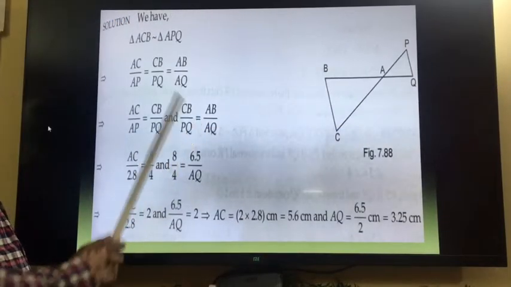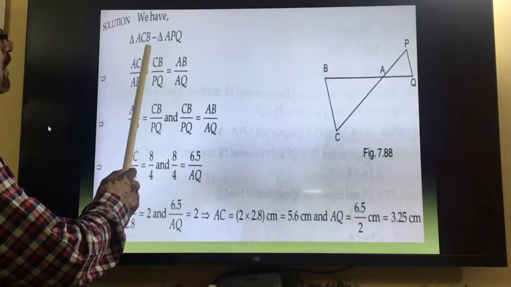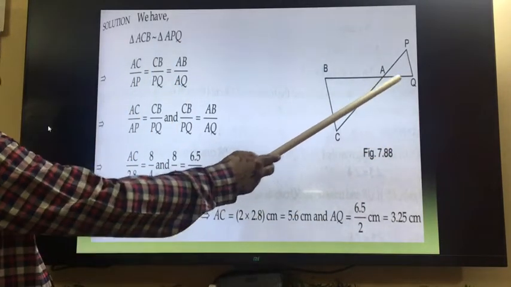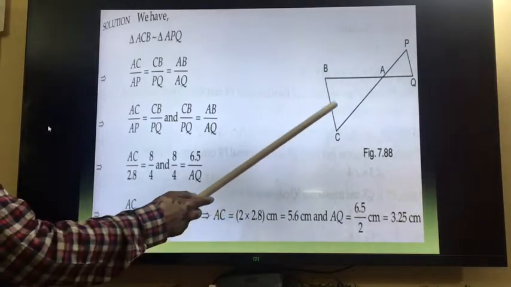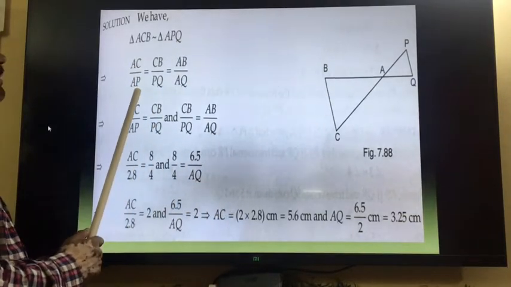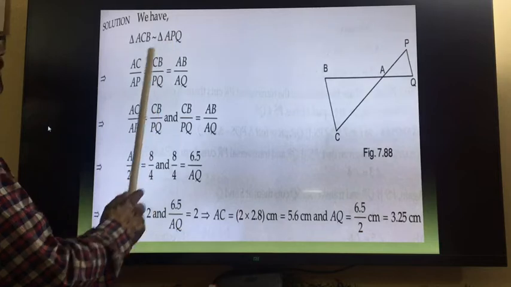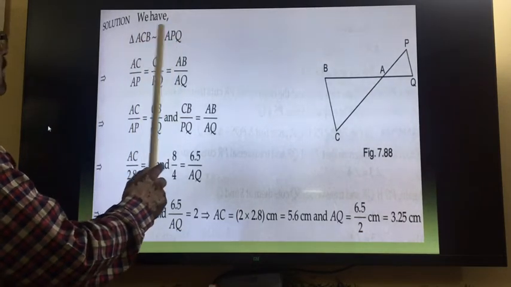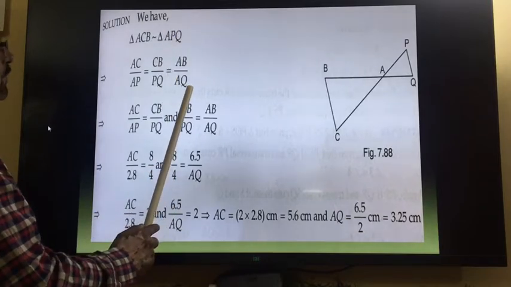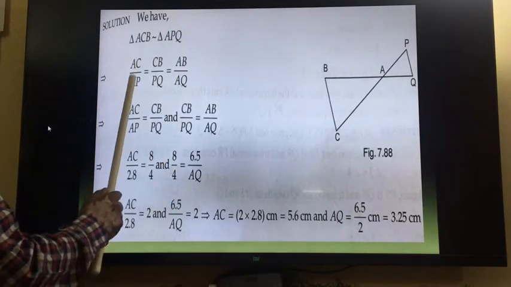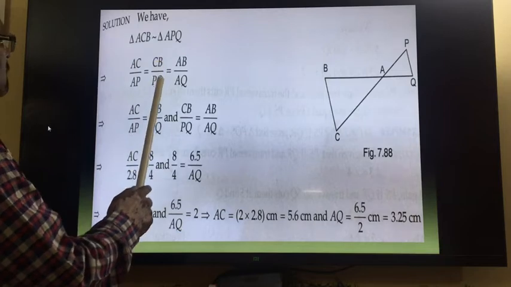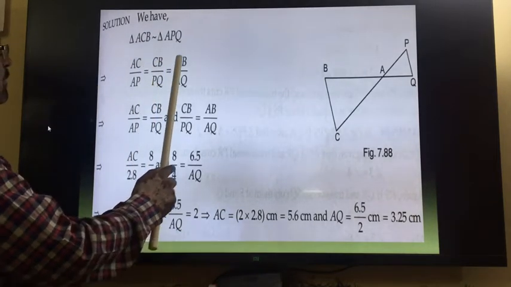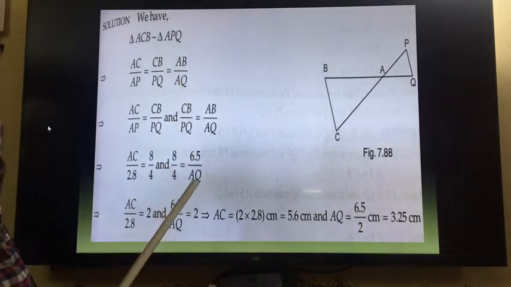Now we have triangle ACB and triangle APQ. These are the two triangles and they are similar, so their sides will be proportional. So AC upon AP is equal to CB upon PQ and AB upon AQ. So sides are proportional. Now from this, AC upon AP is equal to CB upon PQ, and we can write CB upon PQ is equal to AB upon AQ, in two parts.